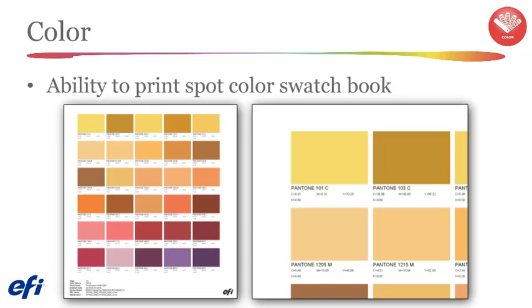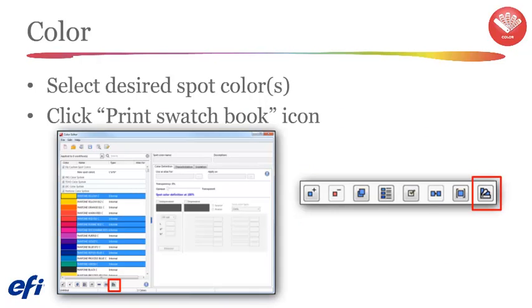With the Fiery XF 6.3 update, we are introducing an often requested feature, the ability to print your own spot color swatch book to demonstrate what selected spot colors will look like when output on your printer using your ink and your media. To use this new feature, select the spot colors that you would like to print, and then click on the new Print Swatchbook icon located on the right-hand side of the bottom toolbar.